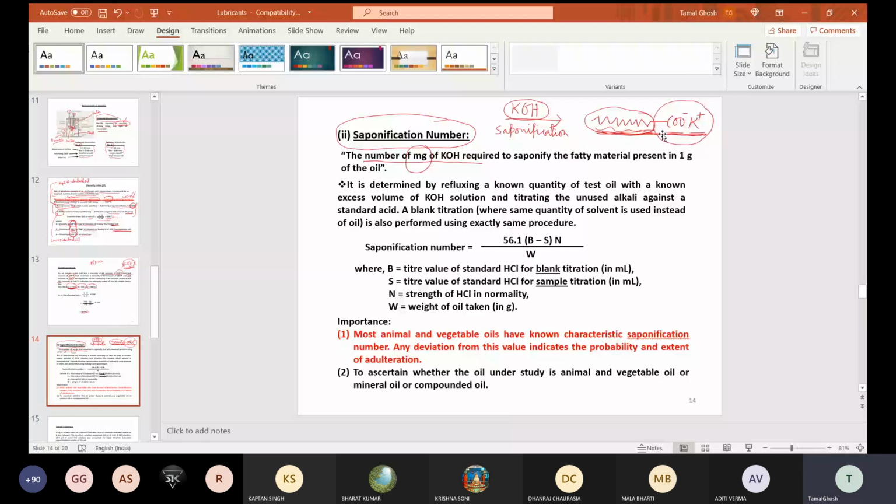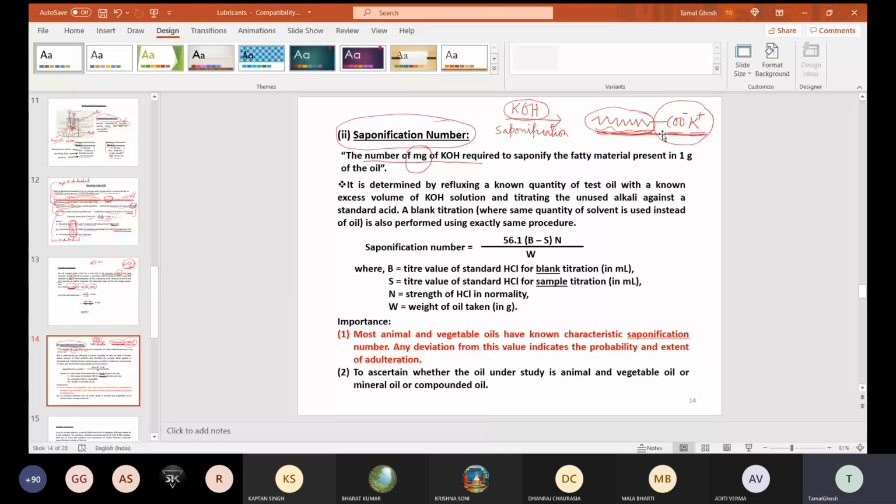Someone was writing "number of KOH required." KOH is not a measurable, countable quantity. "Number of KOH required to saponify." That type of definition we observe in the examination very, very frequently.